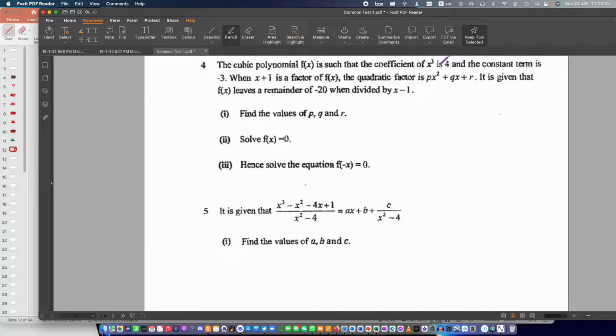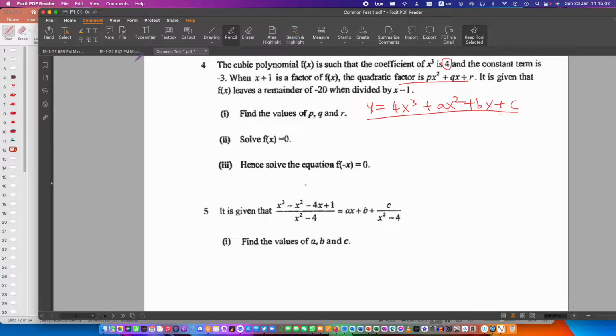Okay, so you have this polynomial. They say this is a cubic polynomial, so you can actually just form the polynomial. They already give you the quadratic factor. I don't need to care about the quadratic factor, but I know they tell me the coefficient of x cubed is 4, so it's 4x cubed, and then if I write 4x squared plus bx plus c, it has to conform to this format. The c is -3. They say the constant term is -3.